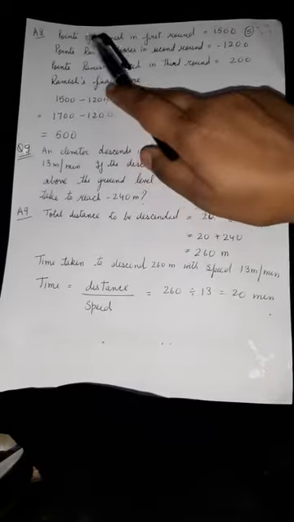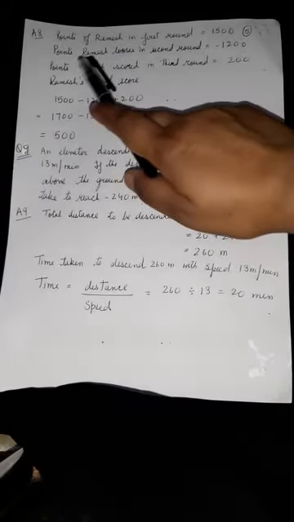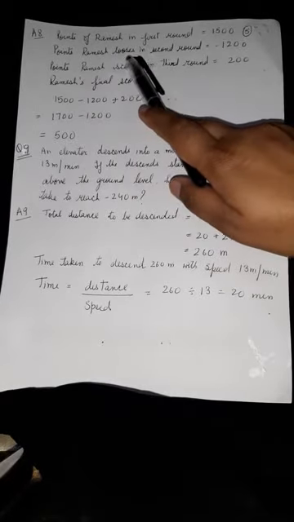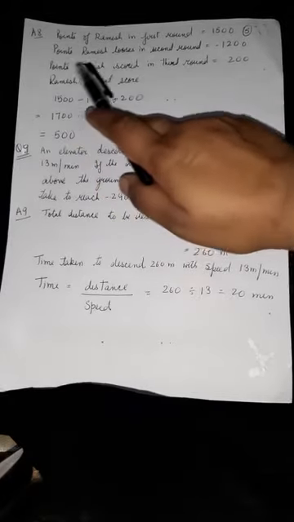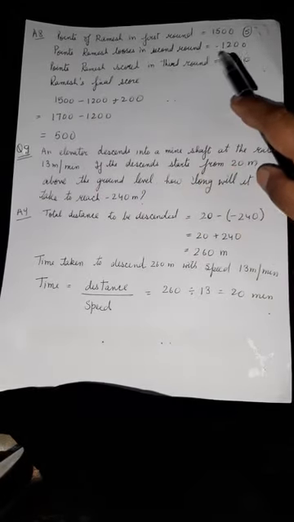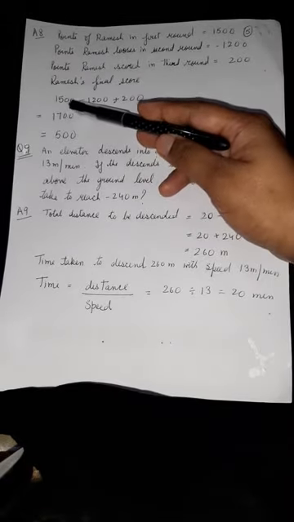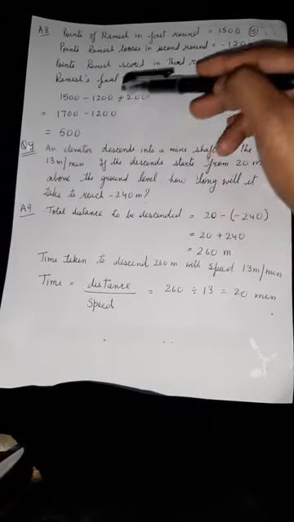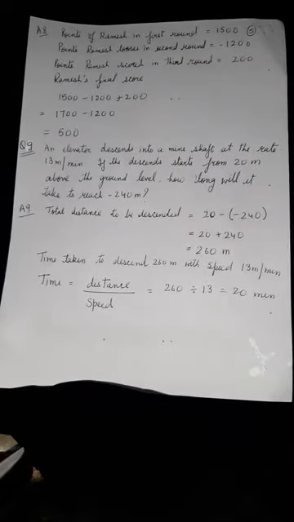So points of Ramesh in the first round is equal to 1500. Points Ramesh loses in the second round is minus 1200. Points Ramesh scored in the third round is 200. So Ramesh's final score is, adding them all, 1500 minus 1200 plus 200. So we'll get 500 as our final answer.